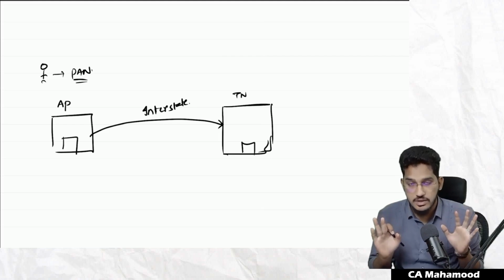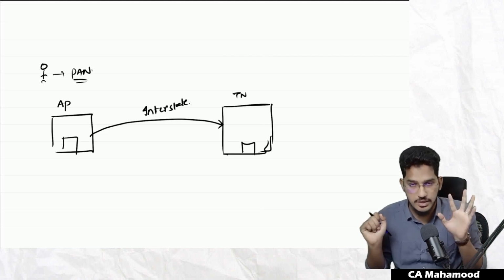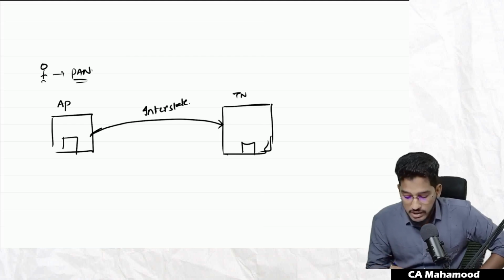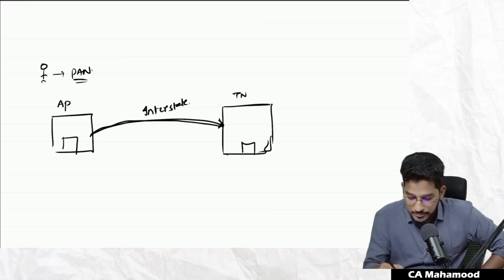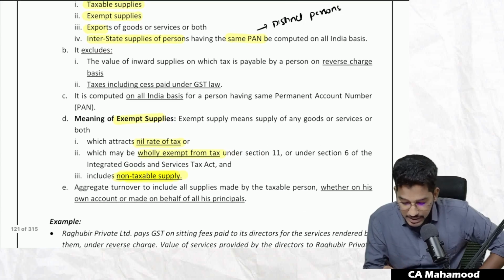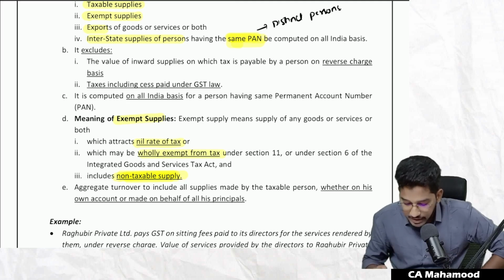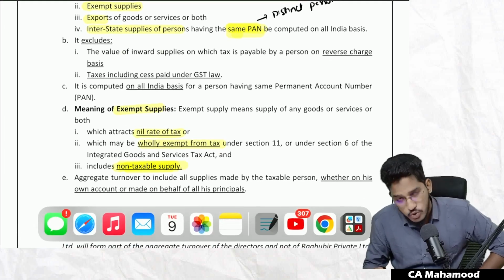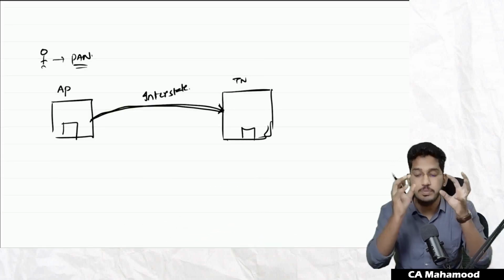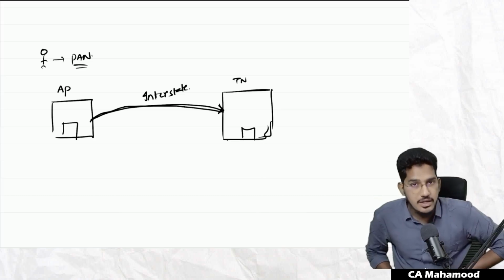See, if you have already registered... we are talking about non-registered entity. We are saying when an entity is required to obtain registration. Able to understand? For that purpose, they are asking you to include in the aggregate turnover whatever interstate supplies are happening. So if you read it here, in the section, interstate supplies of persons having the same PAN. If there are two entities operating under the same PAN and if there is interstate supply happening between those two entities, even that value also has to be included in the aggregate turnover.